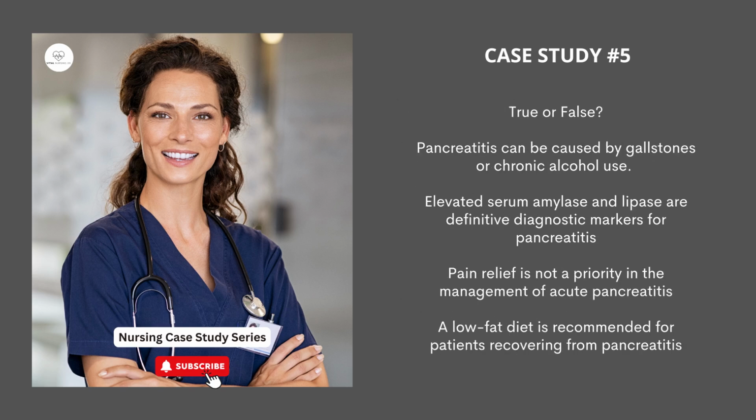All right, now let's see what answers you got correct. True or false? Pancreatitis can be caused by gallstones or chronic alcohol use. The answer here is true. Gallstones and chronic alcohol use are the 2 leading causes of acute pancreatitis. True or false? Elevated serum amylase and lipase are definitive diagnostic markers for pancreatitis. The answer here is false. While elevated amylase and lipase levels support the diagnosis, they are not definitive without clinical correlation.